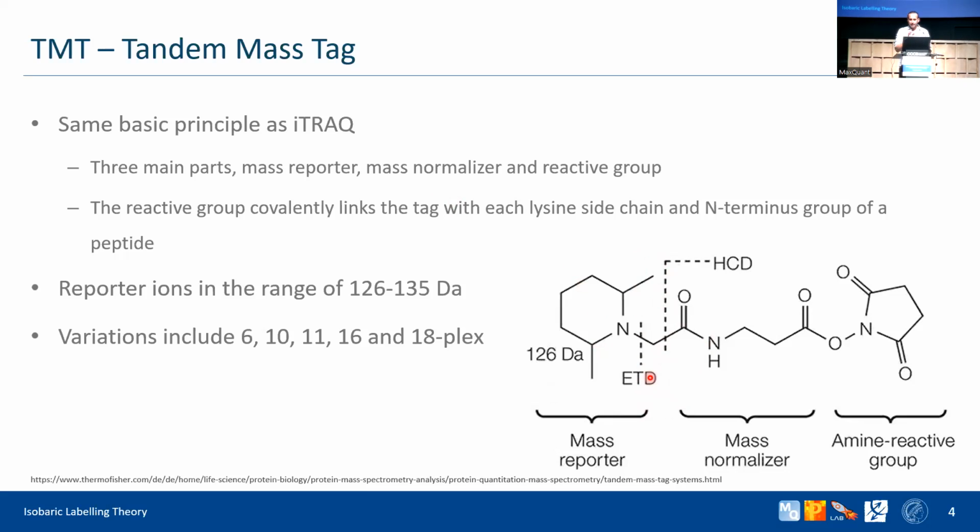So in iTRAQ, we had differences of one unit, but in TMT, we can have mass differences between the reporter ions as low as 6 millidaltons, which means that we need specific high-resolution machines to be able to actually differentiate these reporter ions from each other. So you need about 50,000 resolution at about 130 m/z to be able to get the 6 millidalton difference in your MSMS spectra.